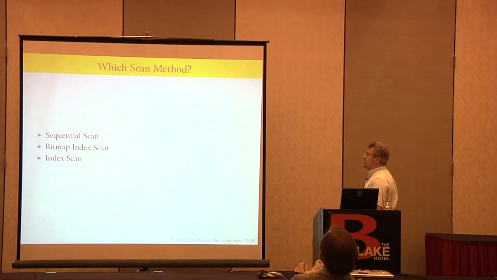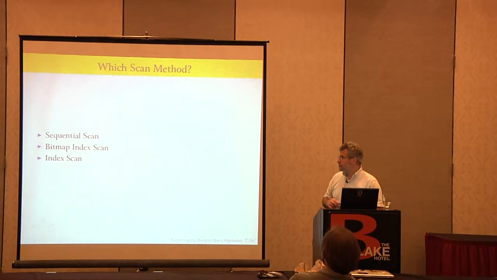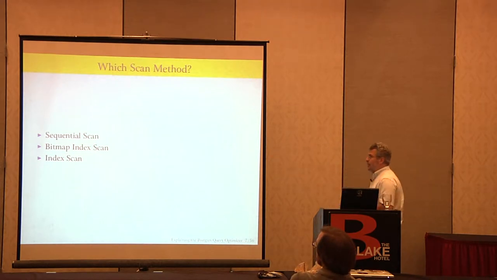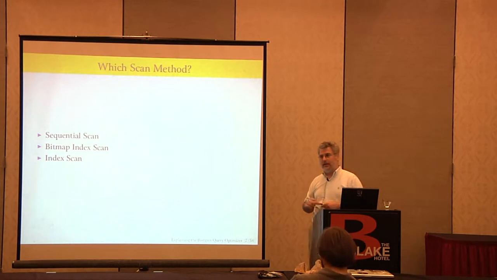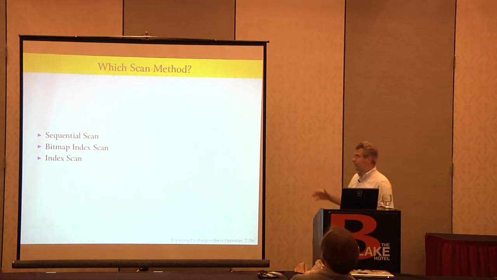So which scan methods are possible for Postgres? We actually have three. We actually will have a fourth in Postgres 9.2, which will be called index-only scans, which obviously doesn't appear here yet. The first one's pretty simple, sequential scan. The other two you might not have seen before. Index scan you might be aware of, B-tree kind of index. And again, I'm going to show you specific examples of that.